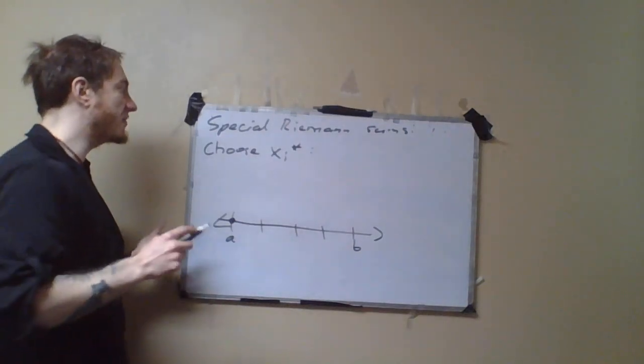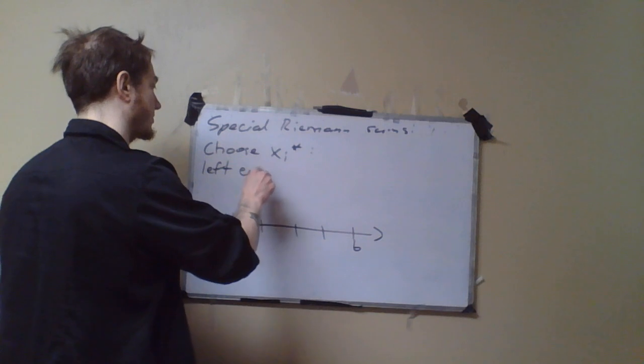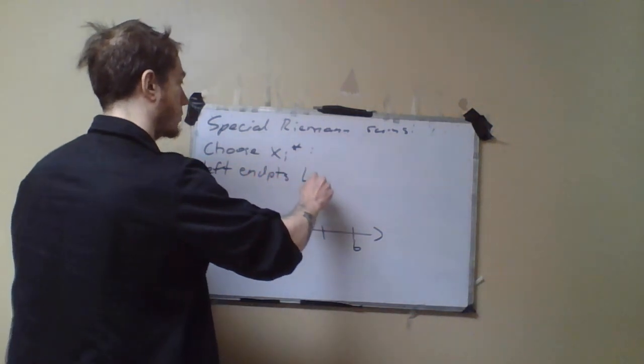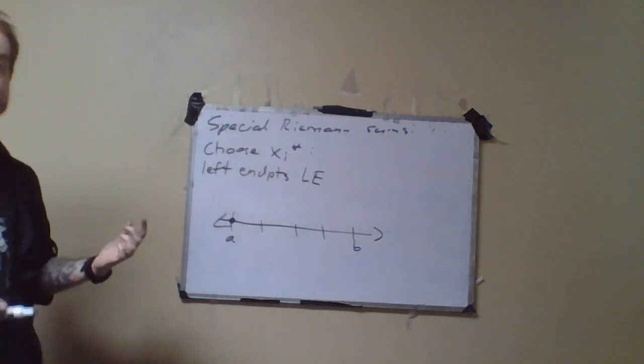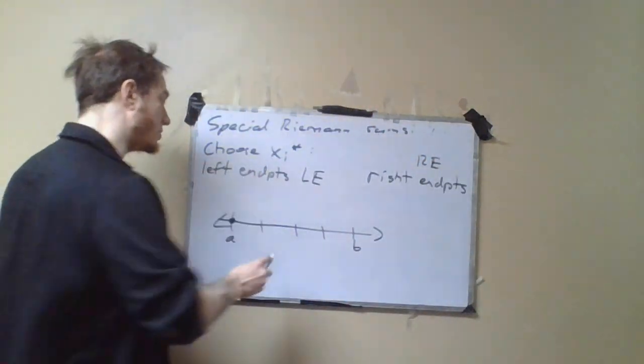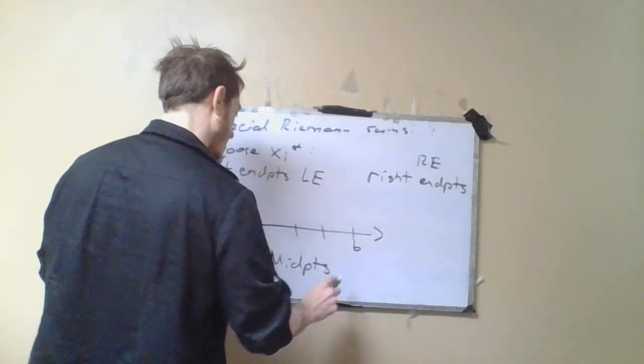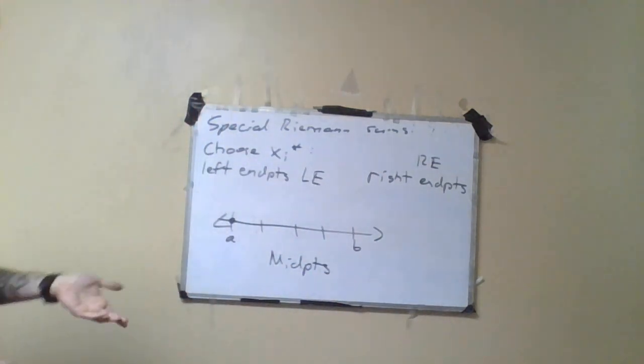One sort of obvious option would be to do the left endpoints, which I will abbreviate as LE. We could also do the right endpoints, which I will call RE. Finally, we could do the midpoints of the intervals, which I don't really have a good abbreviation for, so we're just going to call them midpoints.